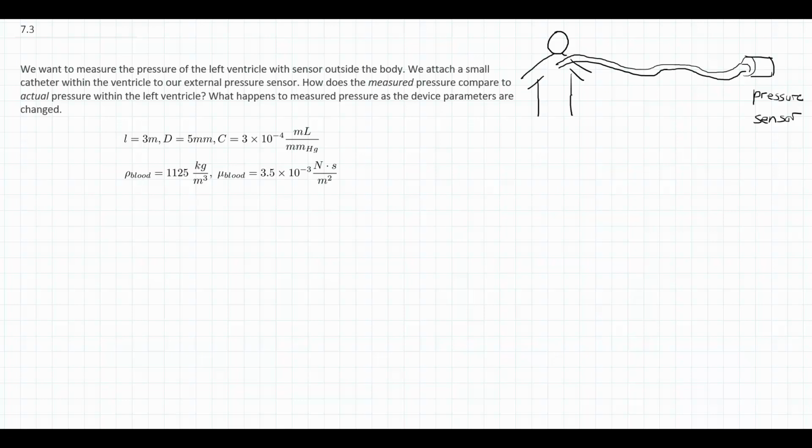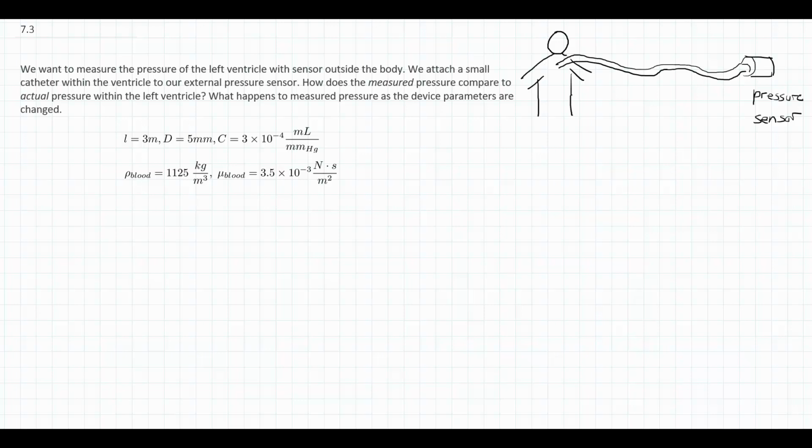In this example, we are going to design and simulate the use of a medical device, specifically a pressure sensor for the left ventricle. The premise here is we want to know the pressure in the left ventricle of the heart, but we don't want to do something as invasive as putting a sensor directly into it, so we want to be able to remotely monitor it.